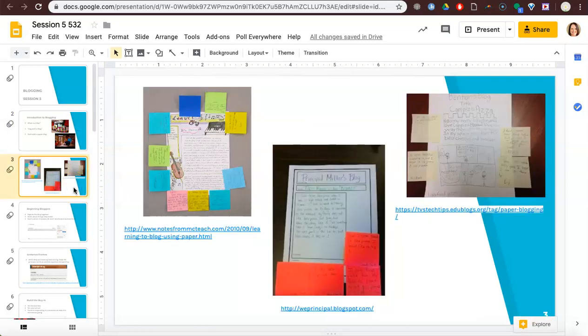If you Google paper blog, you'll get a lot of examples. These are a few I've pulled with some links where you can go and visit them. But again, it's students writing and then peers leaving comments with Post-it notes. And then you can practice at this, or continue to practice at this. The student can then read the Post-it notes and add their own underneath it to respond to their peers. So this is just a way to get inside the purpose and function of a blog with students and have them practice that.